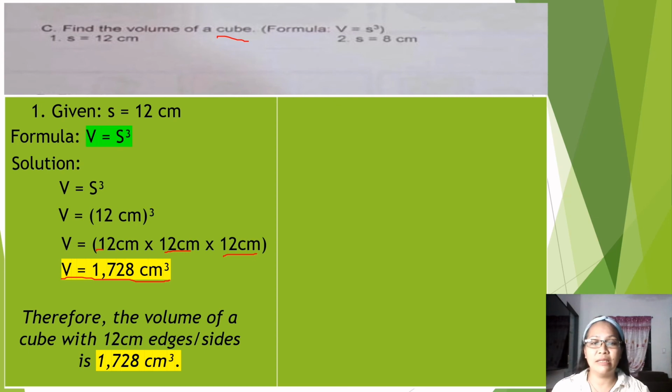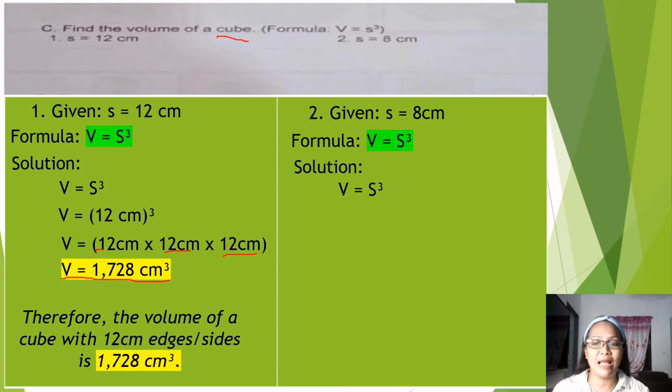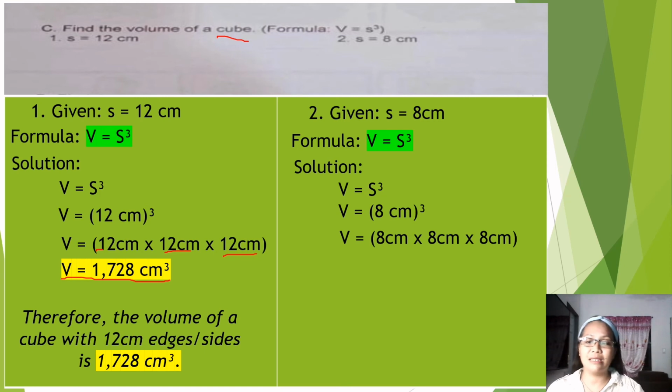And for our number 2, the given is S is equal to 8 centimeter. And we're going to use the same formula, V is equal to S cube or S to the third power. Then solution, first copy the formula as our guide, then substitute the given. Therefore, we have now V is equal to, our S is 8 centimeters. So we have 8 centimeter raised to the third power. Then we can write in expanded form. So we have now V is equal to 8 centimeter times 8 centimeter times 8 centimeter.